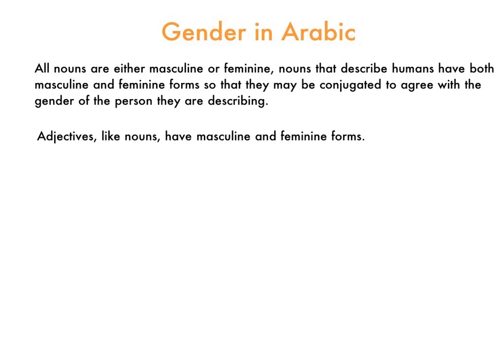Adjective-like nouns have masculine and feminine forms. For instance, the adjective jadid, which means new, is a masculine form. And if we want to make it feminine, we add a letter called ta marbuta at the end of the adjective. That makes it feminine. And we say jadida.